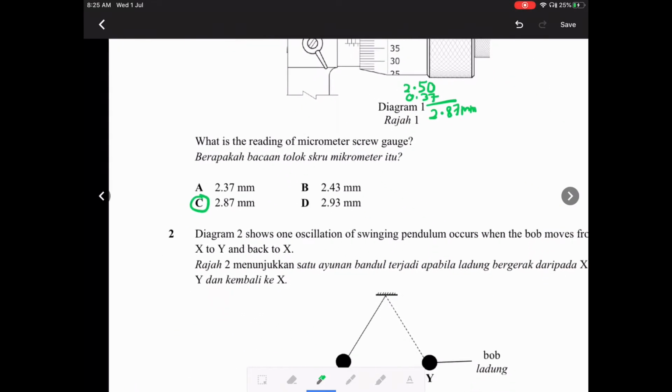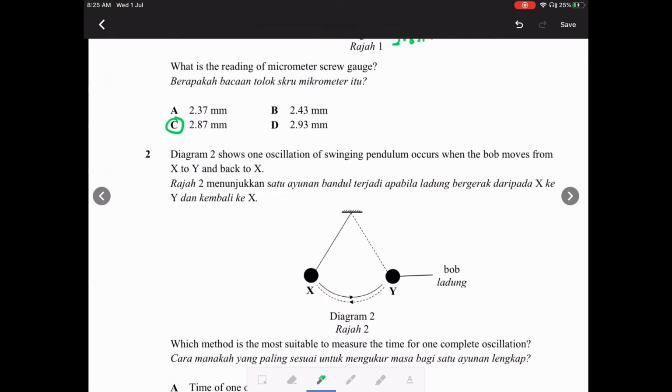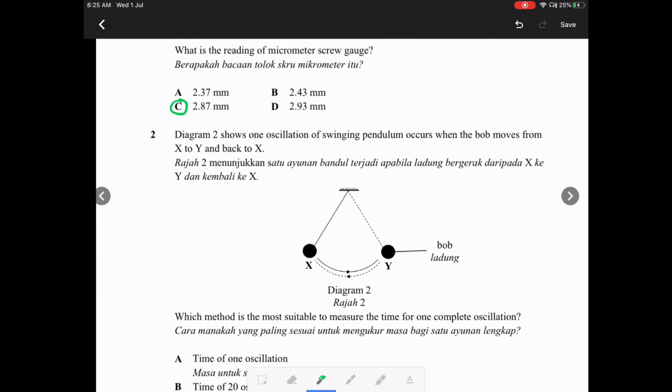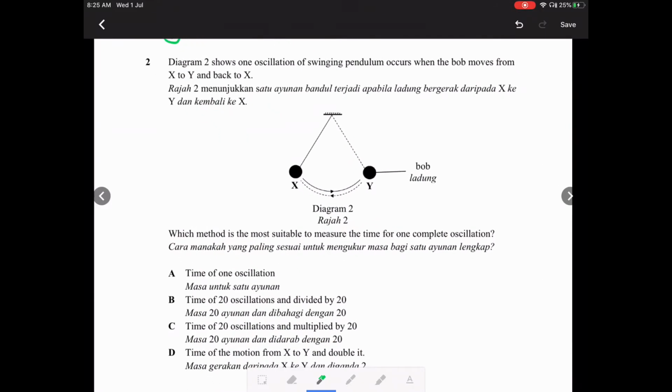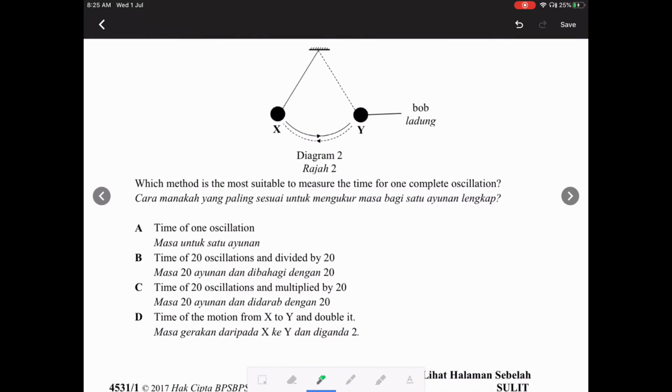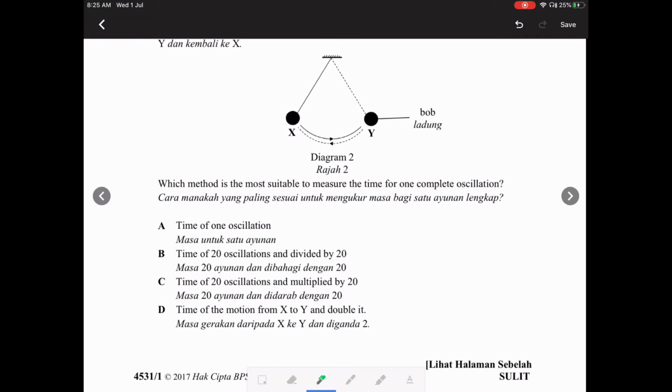Okay, number 2. Diagram 2 shows the one oscillation of swinging pendulum occurs when the bob moves from X to Y and back to X. Okay, so which method is the most suitable to measure the time for one complete oscillation? So, macam kita tahu, untuk one complete oscillation from X going to Y and going back to X, itu ialah one complete oscillation. Jadi, soalan tanya cara the most suitable to measure the time for one complete oscillation.